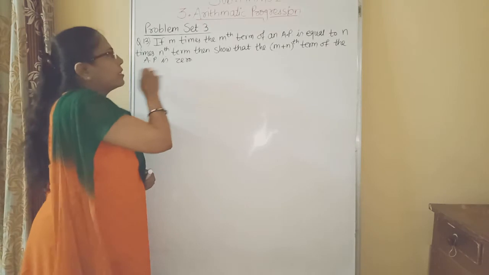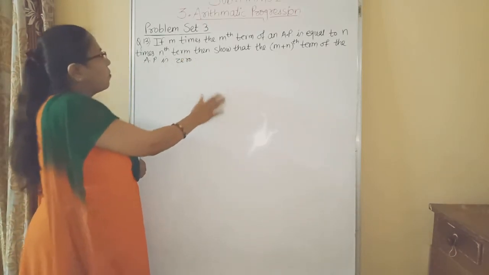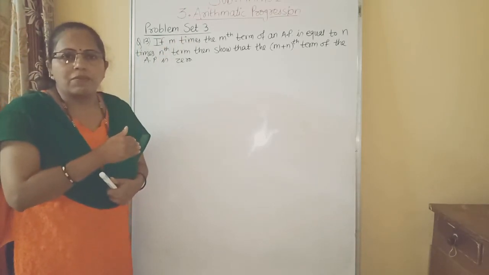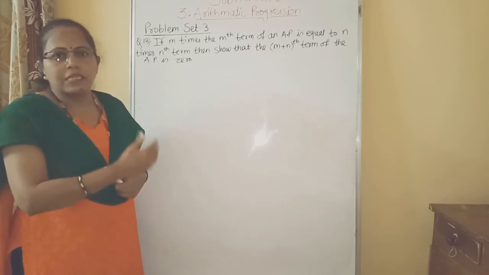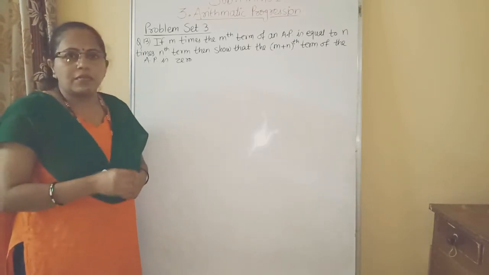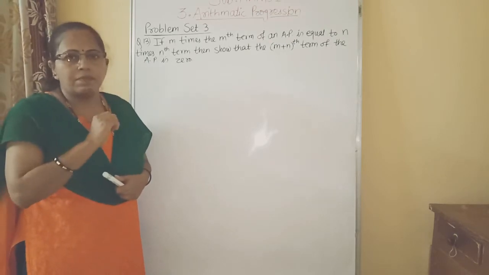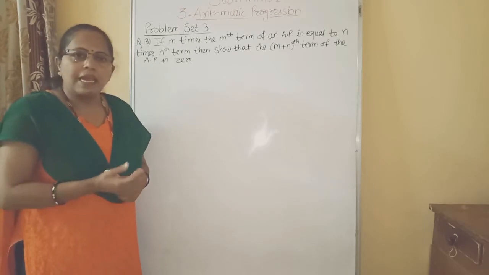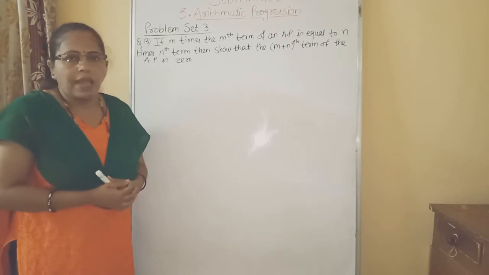Students, if you read the question carefully, you will come to know that this question is somewhat like question number 12. Only in question number 12, the question is related to sum: sum of P terms is equal to sum of Q terms. And this question is related to a particular term, meaning mth term, nth term. So which formula we have to apply here? Obviously, the nth term of an AP formula.